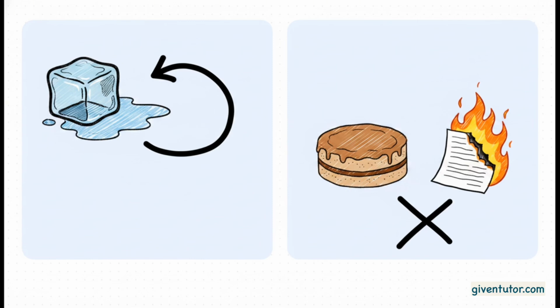Melting ice? That's a physical change. It's totally reversible. You can just freeze the water again, and no new substance was made. It's still just H2O. But a chemical change? That is forever. Chemical bonds are actually broken and formed, creating entirely new molecules. I mean, you can't unbake a cake, and you definitely can't unburn a piece of paper.